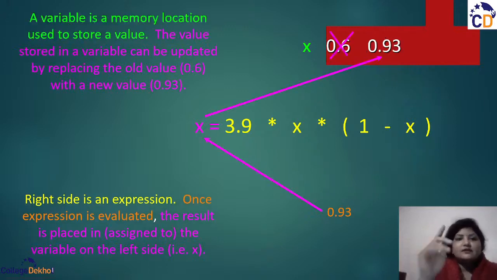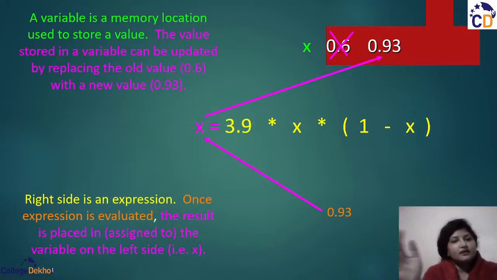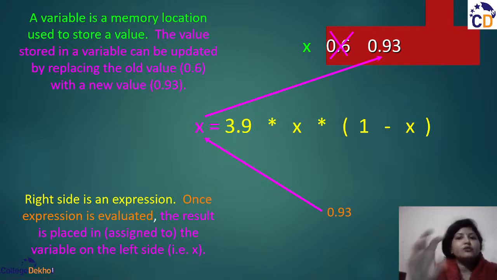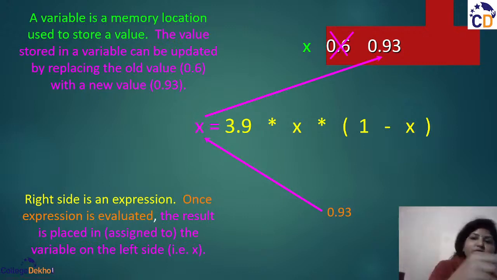Now x is not holding the value 0.6. Now x is holding the value 0.93, which we just evaluated, because we placed the value 0.6 in place of x and again derived the value of x, that is 0.93. So in the memory location, we are replacing the x value from 0.6 to 0.93.